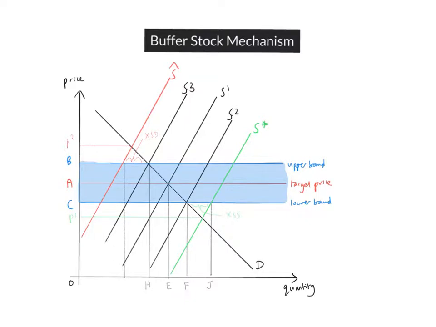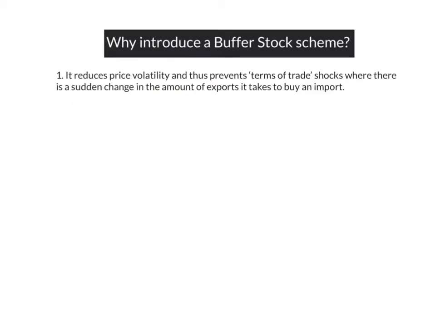In order to resolve this and get the price back within the buffer stock range, the government would need to sell quantity OH minus OK. Why would a country introduce a buffer stock scheme? Well, the first reason is it reduces price volatility, and this prevents a terms of trade shock. This is where export and import prices diverge, which means it's more expensive in terms of exports to buy an import.